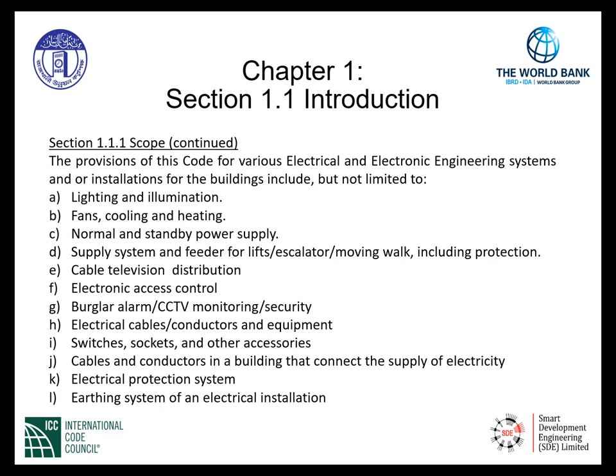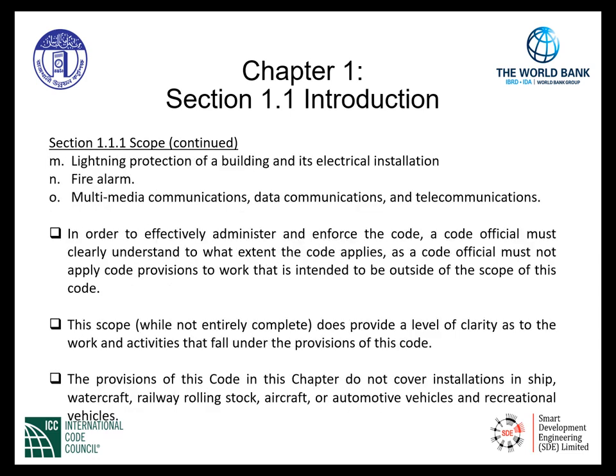Item K, electrical protection system. And last, item L, earthing system of an electrical installation. Continuing from the list, item M, lightning protection of a building and its electrical installation. Additionally, we have fire alarm requirements, as the scope indicates, within many buildings that are required to be provided with a fire alarm. Finally, item O, multimedia communications, data communications, and telecommunications.